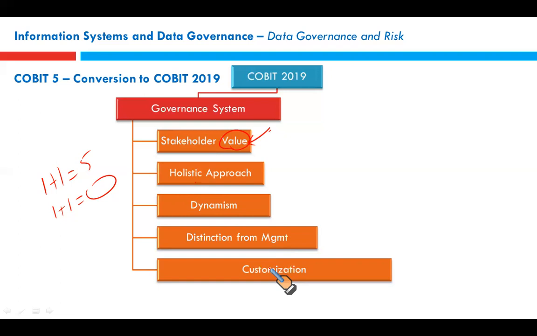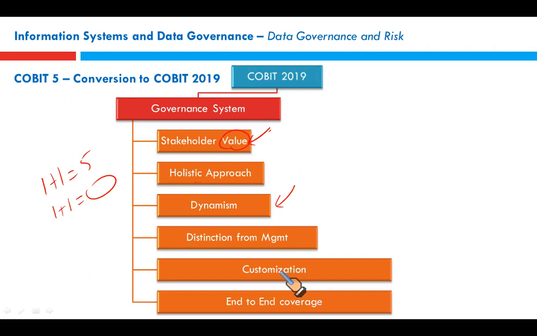Customization means your information system should be able to accommodate changes, something similar to dynamism, and they should be tailored to meet the organizational needs. There's not a single system that is applicable for every organization. There is some customization required, like ERP is customized to every organization, like Oracle Financials or SAP. It is customized based upon your unique requirements.